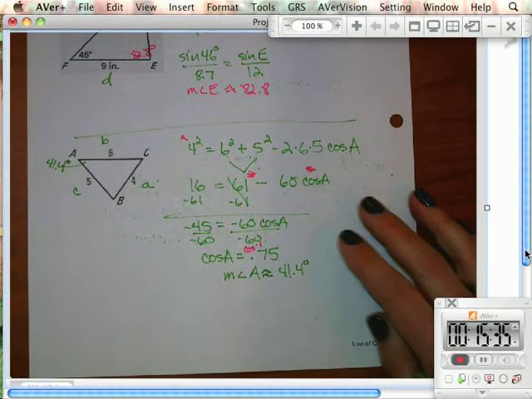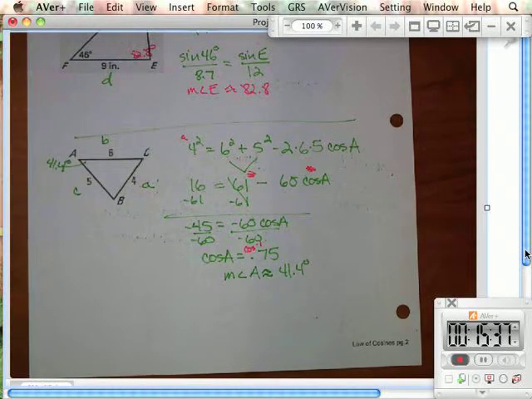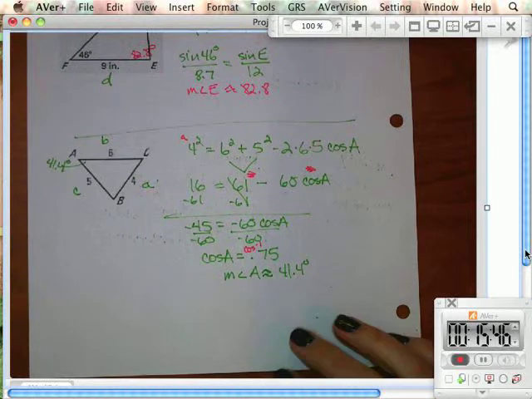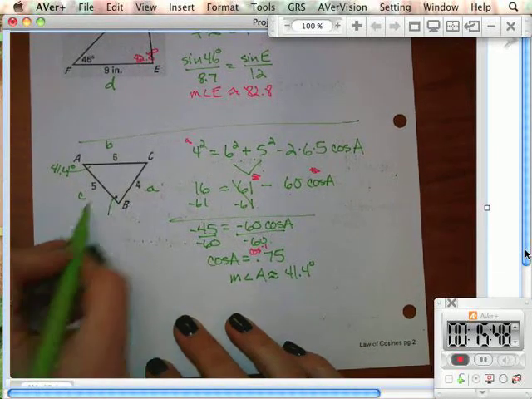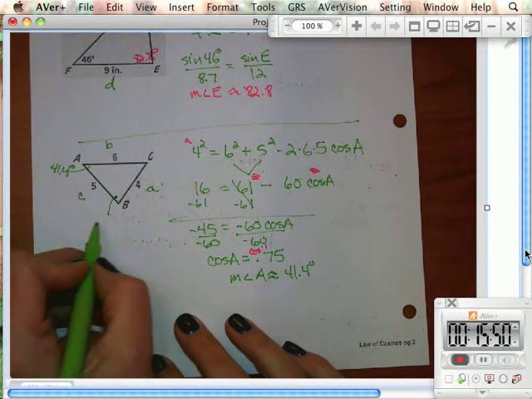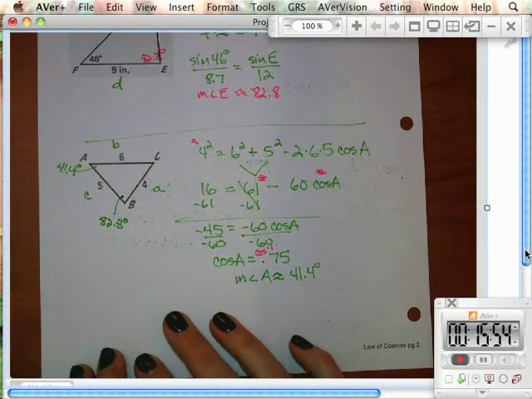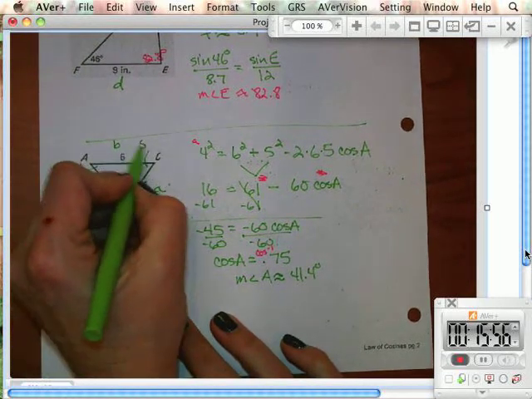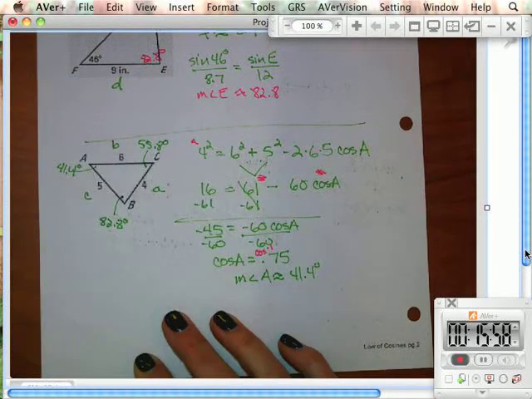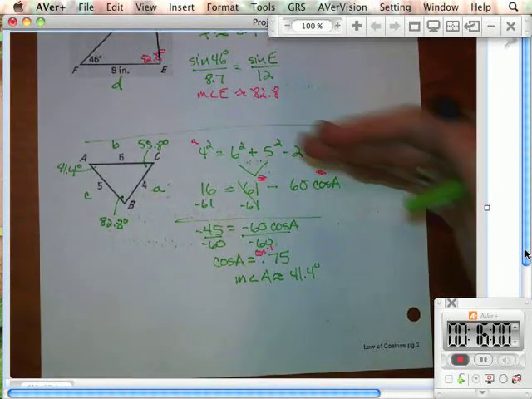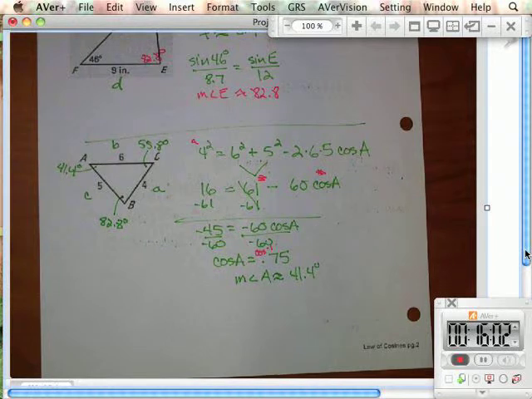Okay, you would have to do that again with one of the other angles, but I think you get it at this point, right? So let me just tell you what they are. Angle B is, if I can read my writing, 82.8 is supposed to be. And then angle C is 55.8 degrees. But ultimately, you would have to do this again for one of the other angles. Make sense? Alrighty, that is law of cosines.